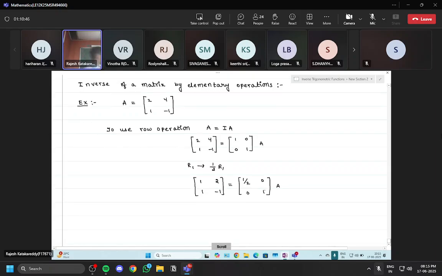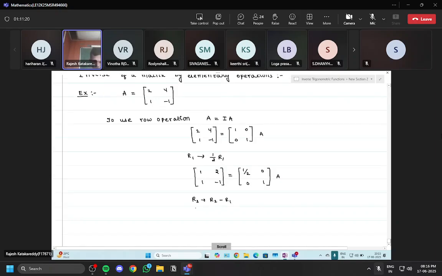Next, once you created 1 here row-wise, you try to create a 0 here, right? Not only here, you can do it here as well. Anything is the same; maybe creating here might be easier. We will do that. How to do that? I want 0 here. If I want 0 here, in this row I am making the change. So what I will write? Row 2, this is the second row, changes as row 2 minus row 1.